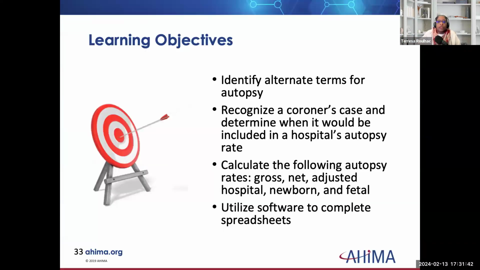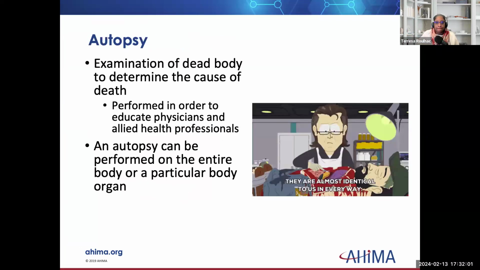So we're going to look at the terms. We're going to recognize a coroner's case because that's a little bit different. And then you guys know we have calculations: gross, net, adjusted. And there is also some software that you can use to complete a lot of different spreadsheets. Breaking it down with autopsies, or you may see a post-mortem examination.